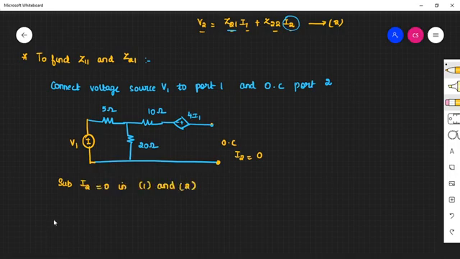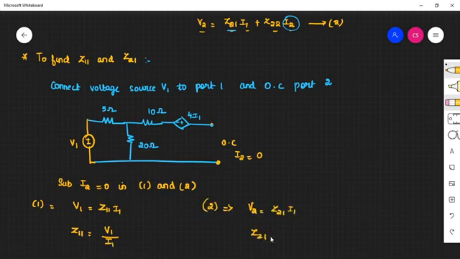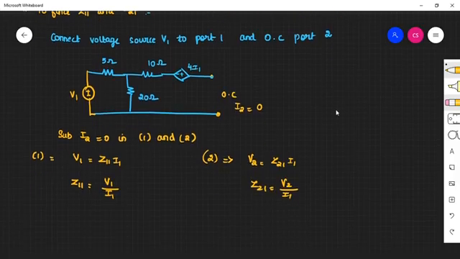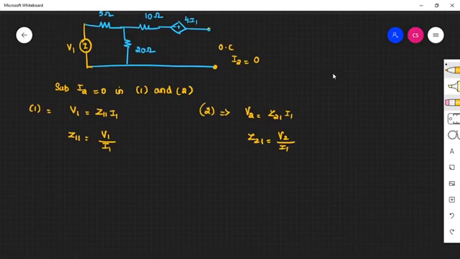When we substitute I2 equal to 0, from equation 1 we get V1 is equal to Z11 I1. This implies Z11 is equal to V1 by I1. And from equation 2 we get V2 is equal to Z21 I1, and therefore Z21 is nothing but V2 by I1. Now to find Z11 and Z21, in this given circuit, let us apply KVL for this first loop. So let us assume the current to be in this direction.